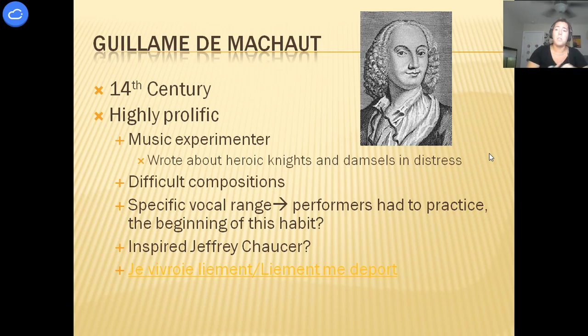There's tons of reasons. So he's from the 14th century. He is highly prolific. He was a music experimenter, so he started to really play with music a lot more than other people did in the past. He wrote about knights, heroic knights and damsels in distress. He was definitely much more secular than the church, so he was able to do that. He wrote very difficult compositions, and he wrote for a voice range that was very specific.